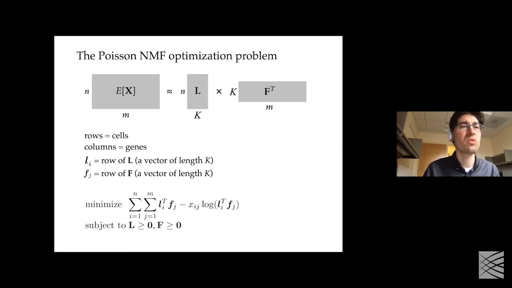Okay, and then the expression here at the bottom summarizes the optimization problem we're trying to tackle here. So it's a very simple objective function where we're trying to minimize basically two terms. One is just a linear term and one that's a term involving some logarithms. And the constraints are also quite simple. We're just requiring that L and F are non-negative.